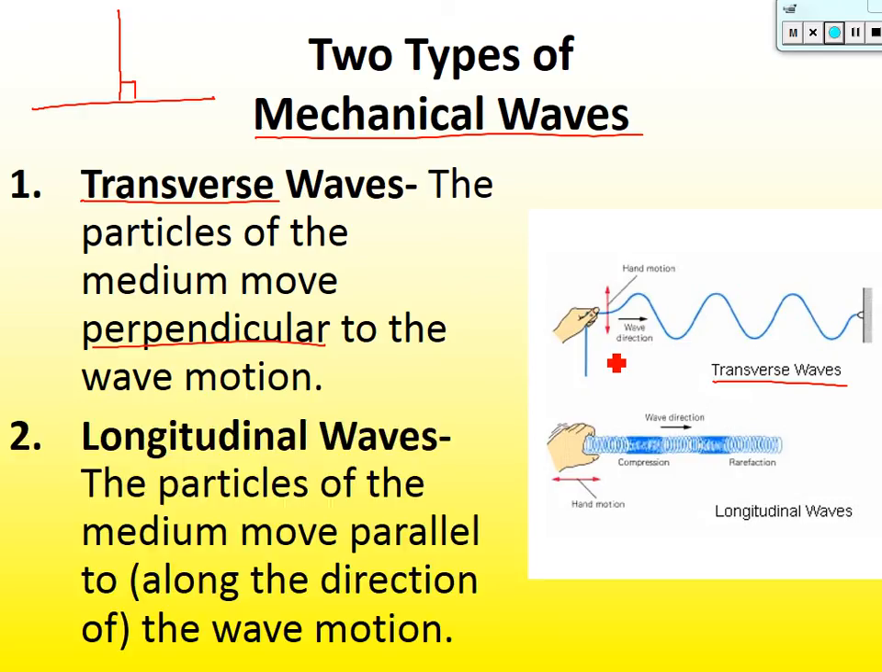Okay, let's contrast that to the other type of wave, which is called a longitudinal wave. Like it says here, in longitudinal waves, the particles of the medium move parallel to the wave motion. So here's an example of a longitudinal wave. This guy has a slinky. The hand is moving left and right. Which way is the wave moving? Left and right. They're parallel. They're in the same direction. So longitudinal, same direction. Transverse is perpendicular.